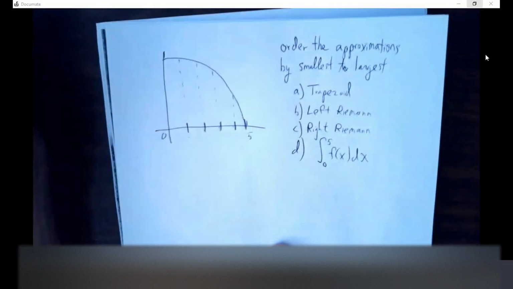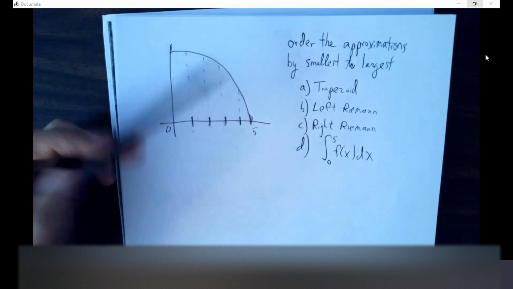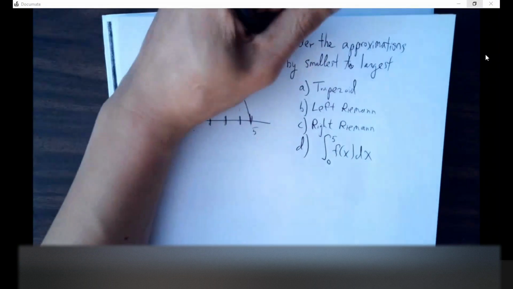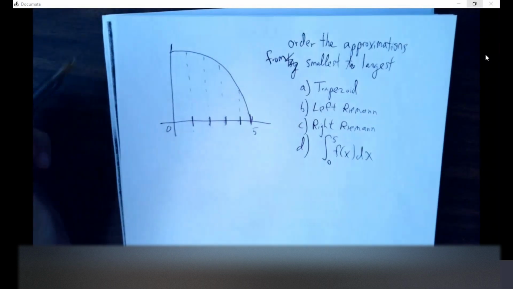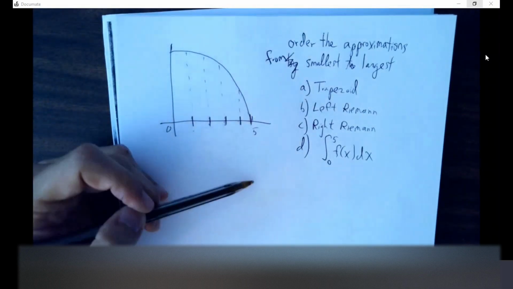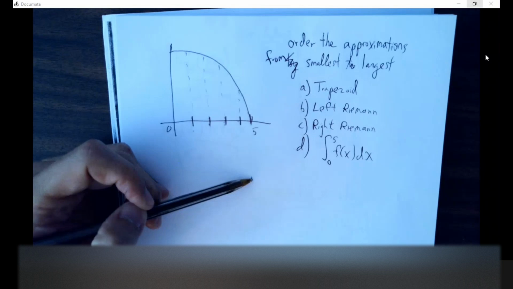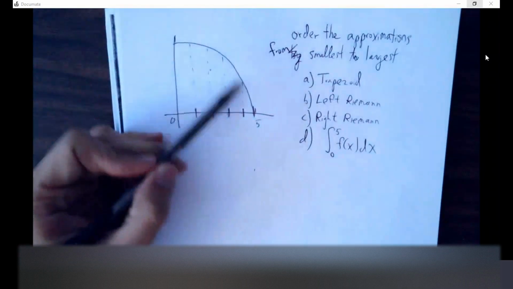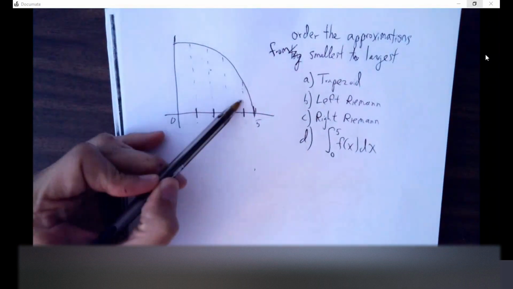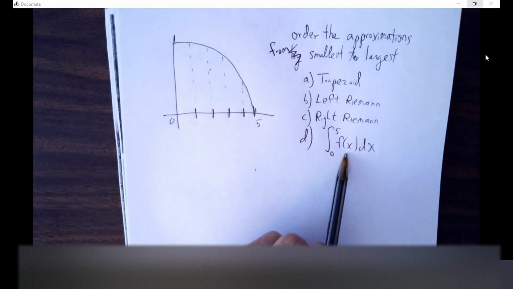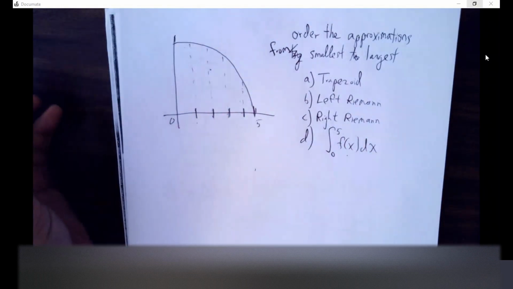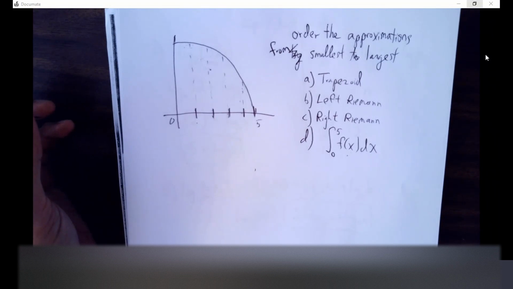All right, so order the approximations from smallest to largest. Okay, so I have a decreasing function that is concave down, and this represents the exact area. So we'll go from smallest to largest. I think the smallest is going to have to be the right Riemann sum.